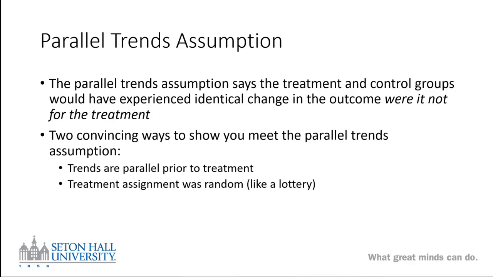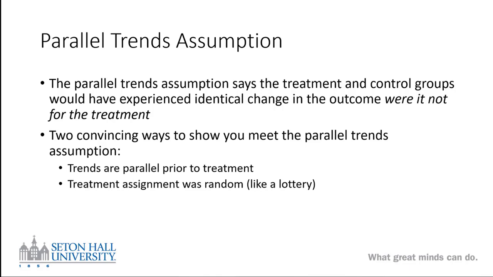And there are two convincing ways to show that you meet the parallel trends assumption. First, were the trends parallel prior to treatment? If you were to graph the two lines over a long time and they moved along with each other, then that's a pretty convincing argument that the trends are parallel. And if there was treatment and one skyrocketed off and one stayed the same, I would say that's pretty good evidence of an effect.